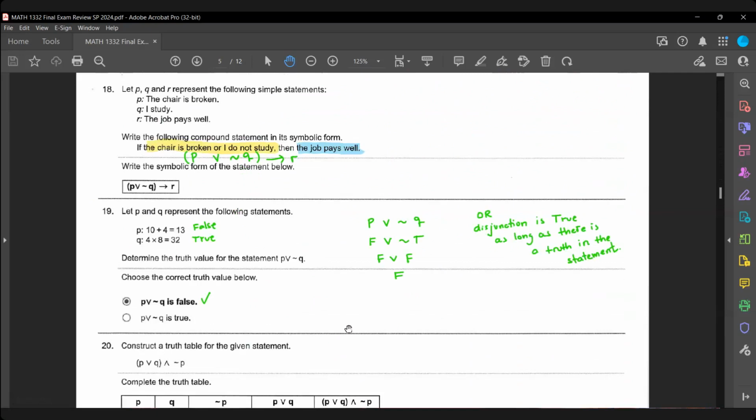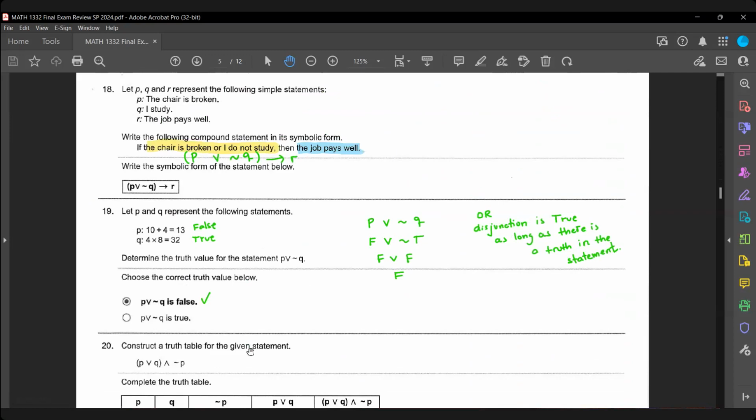We have P, Q, and R. P, the chair is broken. Q, I study. R, the job pays well. We have a written statement and we would like to write it in symbolic form. If the chair is broken or I do not study, then the job pays well.